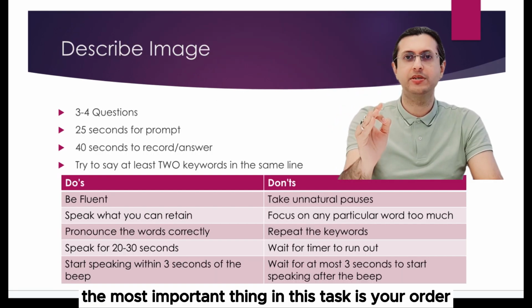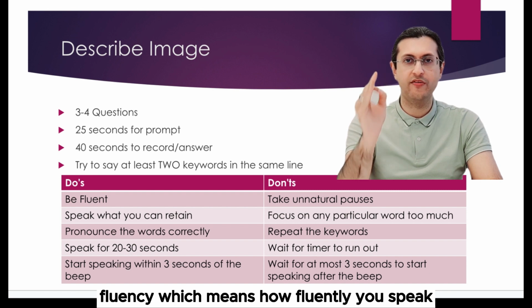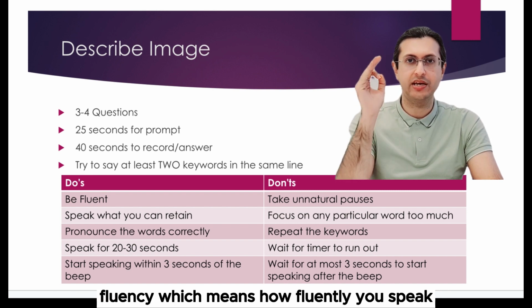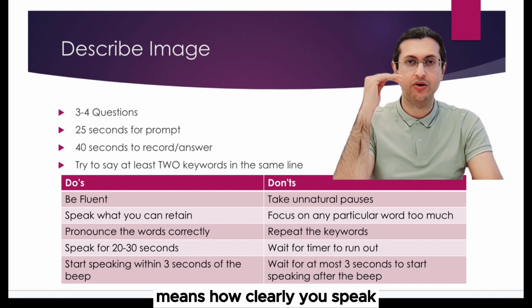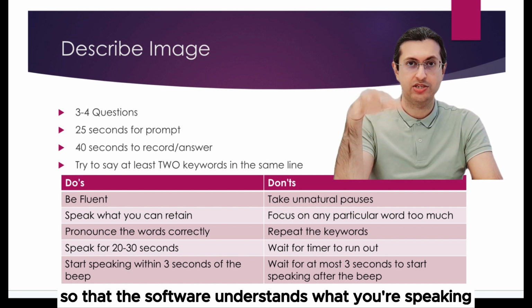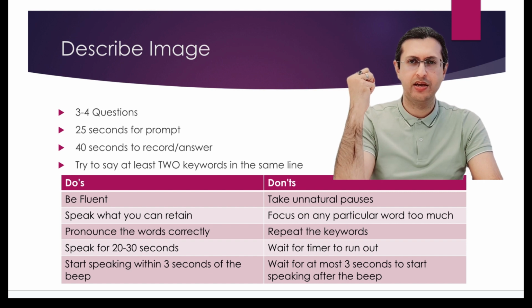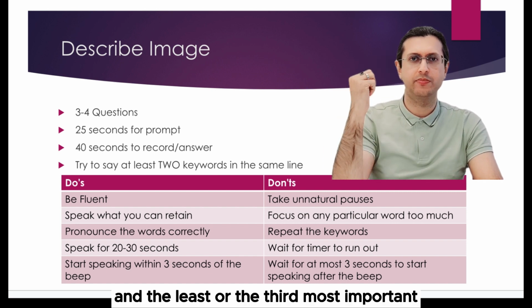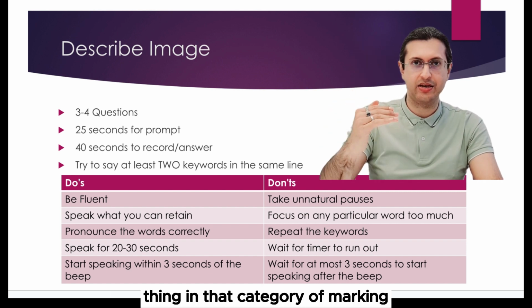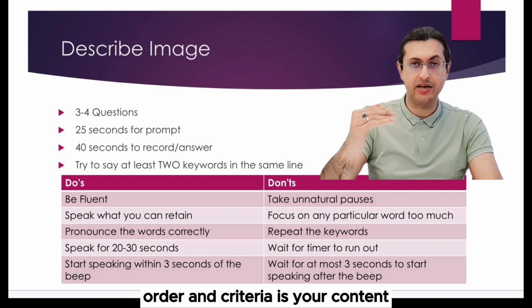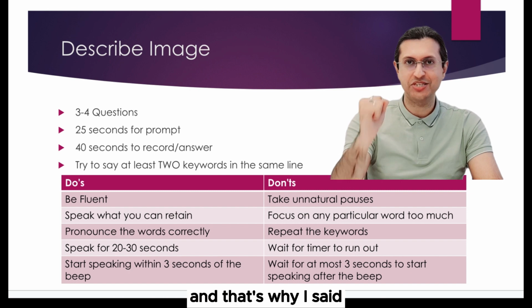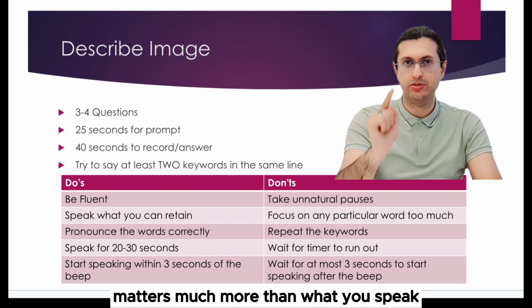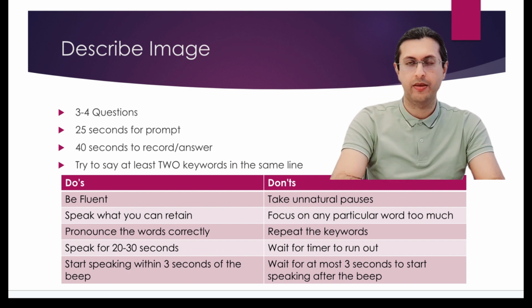Now, the most important thing in this task is your oral fluency, which means how fluently you speak. The second most important thing is your pronunciation, which means how clearly you speak, so that the software understands what you are speaking. And the least, or third most important thing in that category of marking order and criteria is your content score, which means what you speak. And that's why I said how you speak matters much more than what you speak.